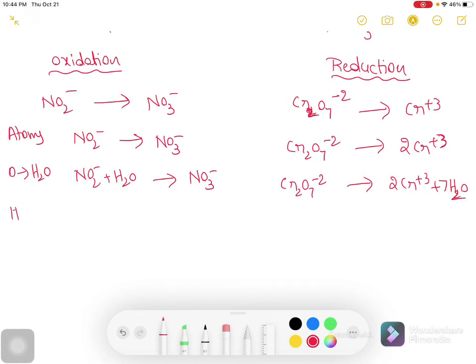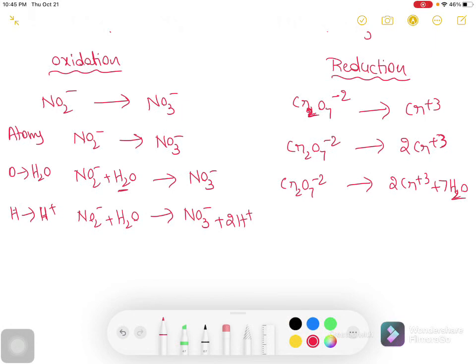For hydrogen balancing, I am using H plus. In NO2 minus, there are no hydrogens. H2O has 2 hydrogens, and on the right side there is no hydrogen. So NO2 minus plus H2O gives rise to NO3 minus plus 2H plus. 2 hydrogens are less on the right side, so add 2H plus.